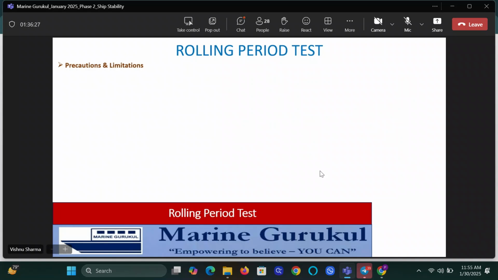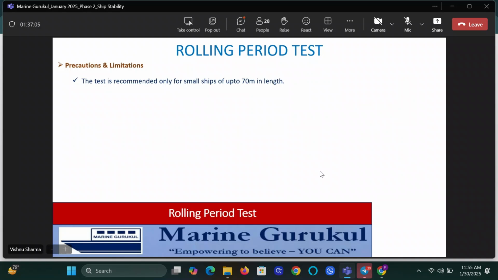Now, what are the precautions and limitations, guys? The test is recommended only for small ships up to 70 meters in length. Now you'll say, what happens with the bigger ships? Guys, as the ship gets bigger and bigger, the keel gets flatter and flatter. If you have a huge flat keel, that will dampen the rolling and will not allow the ship to roll freely. That is why it is limited only to small ships. Smaller the ship, more accurate will be the results. If your keel gets flatter and flatter, you can understand it will offer resistance to rolling and it will not allow the vessel to roll freely.